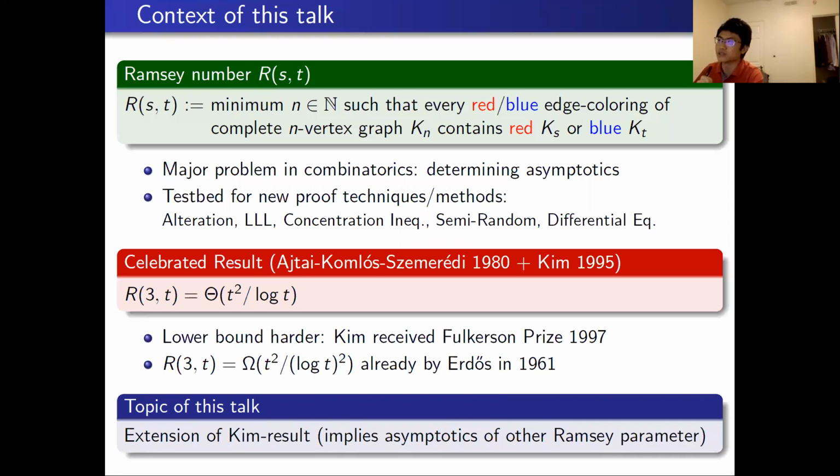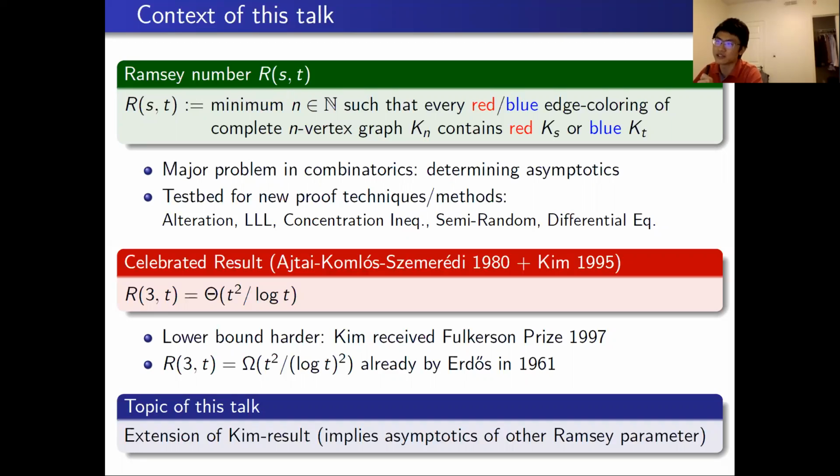So first, let me put things into context. Let me remind you what the Ramsey number is. The Ramsey number R(s,t) is the minimum number n such that for every red and blue edge coloring of the complete graph Kn, it contains either a red Ks or a blue Kt. Ramsey's theorem tells us that this definition is well defined, because for n large enough, no matter how you color the edges of a complete graph Kn, it must contain either a red Ks or a blue Kt.